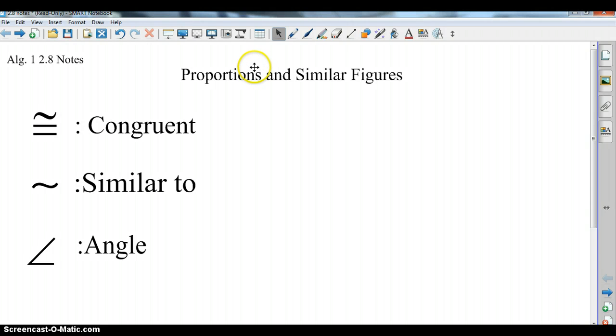Today we're going to be doing proportions and similar figures. The first slide is just some symbols that you guys are going to need to know. I'm going to explain them more as we go on and do the problems, but you can always reference back to this slide as you are doing the problems also. So we're going to get started.